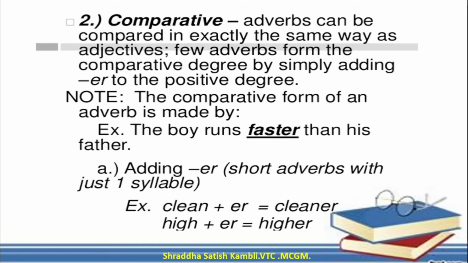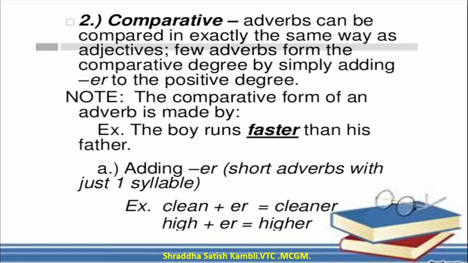Moving on, what about the comparative degree? So the comparative degree is used in exactly the same way as we use it in adjectives, by talking about two things. So the comparative form is made again by adding er. Okay, so see here, the boy runs faster than his father.